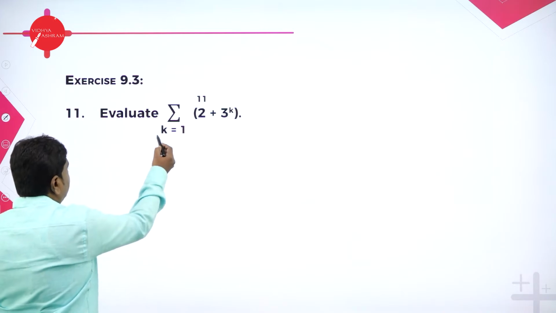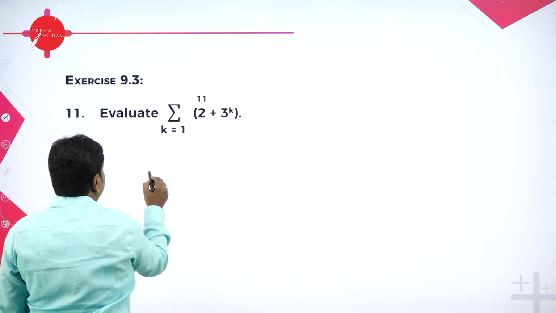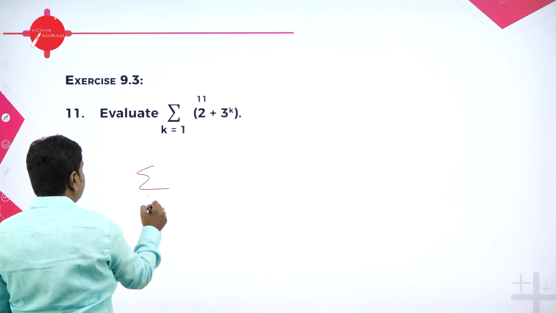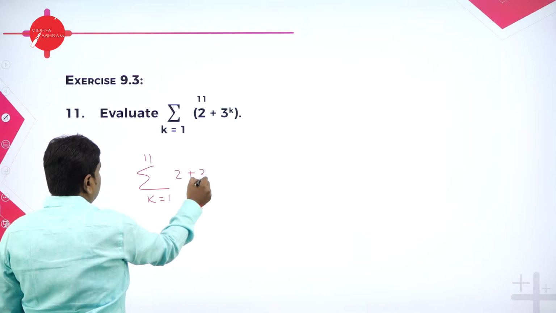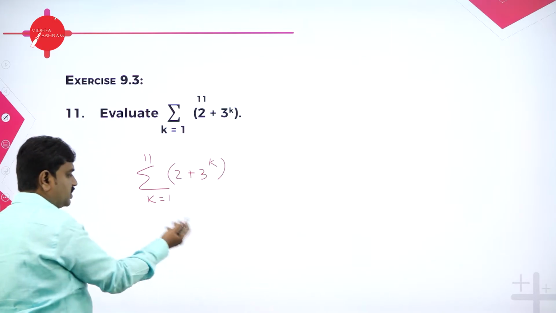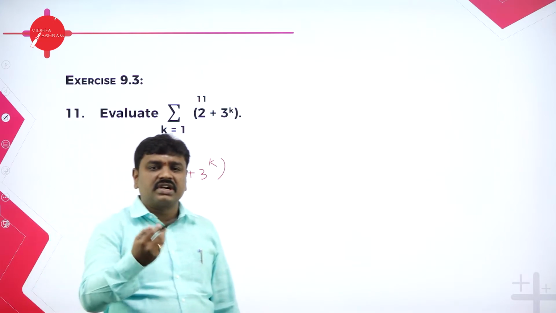So now evaluate sigma k equal to 1 to 11. So they give: evaluate the sigma value, the k value starts from 1 to 11, of 2 plus 3 power k. All of you know sigma means summation. What is meant by sigma? Summation. First let us generate the series.